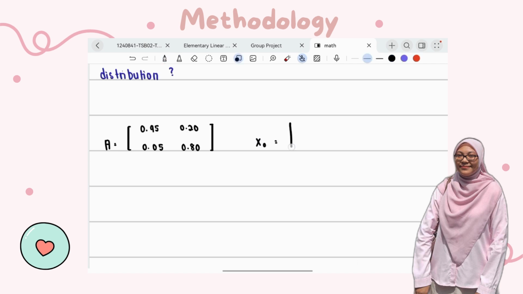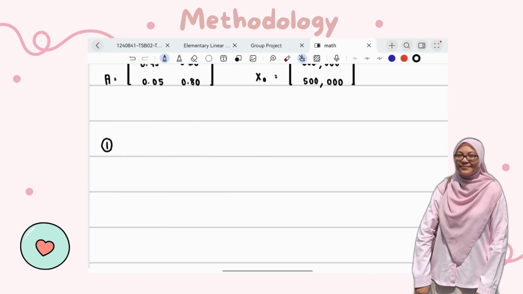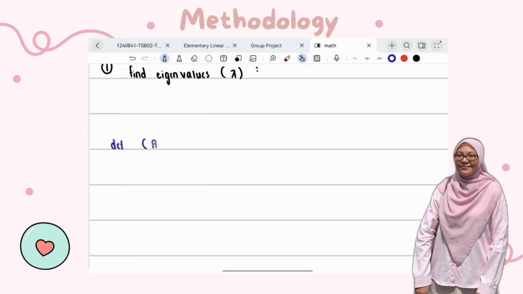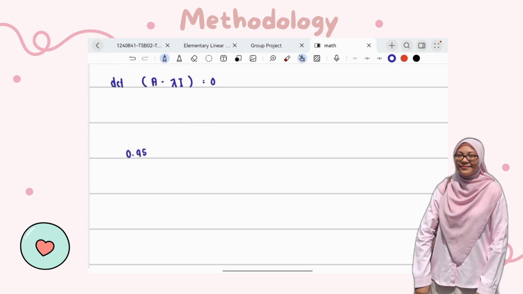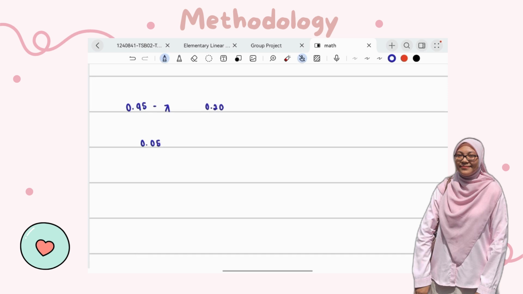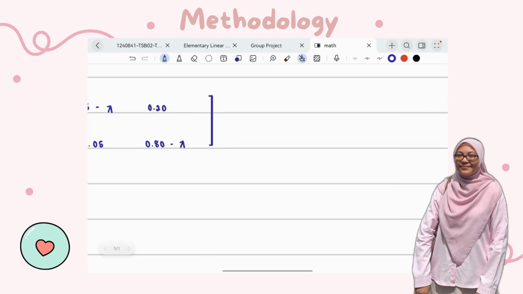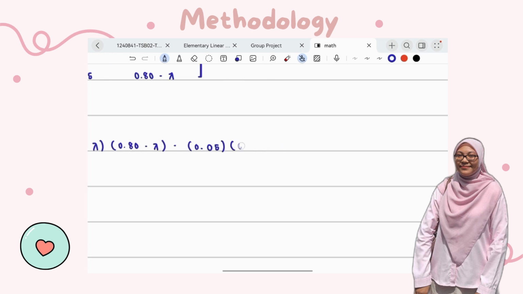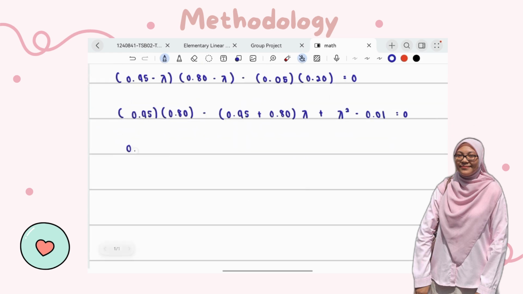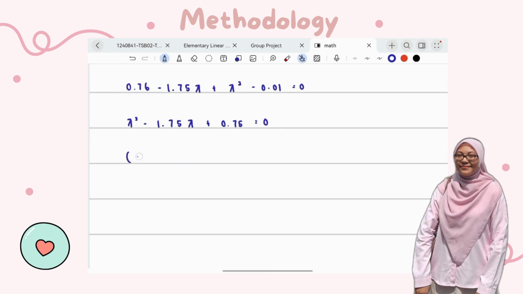We are told that both Seattle and Portland start with 500,000 people, so the initial state vector is 500,000 and 500,000. Now, we want to find the eigenvalues of matrix A. We will use the formula determinant of A minus lambda I equal to 0. So, we subtract lambda from the diagonal elements of A and compute the determinant. The matrix becomes, first row, 0.95 minus lambda, 0.20. Second row is 0.05, 0.80 minus lambda, equal to 0. Then we solve the calculation and we get lambda 1 equal to 1 and lambda 2 equal to 0.75.